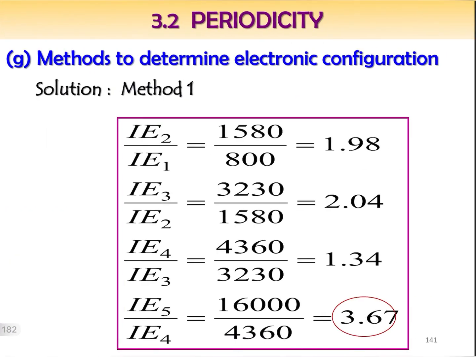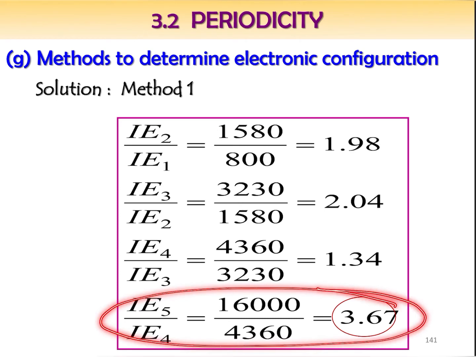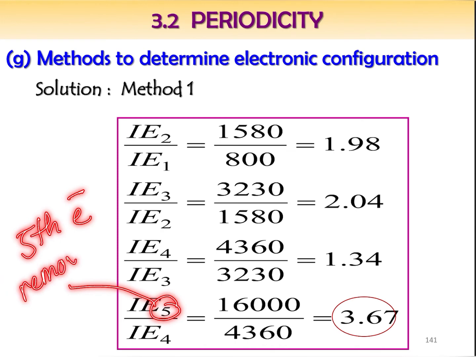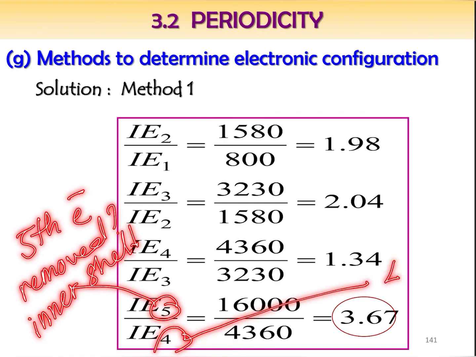Okay, so kalau guna method 1, kamu cari dia punya ratio lah. And you can see the biggest ratio is here. Between IE5 dengan IE4. Okay, so maksudnya fifth electron is being removed daripada mana? Daripada inner shell. So, maksudnya daripada sini kita dah tahu dah. Ada berapa valence electron? Ada 4 valence electron. Okay.